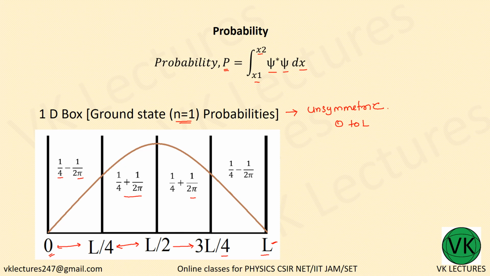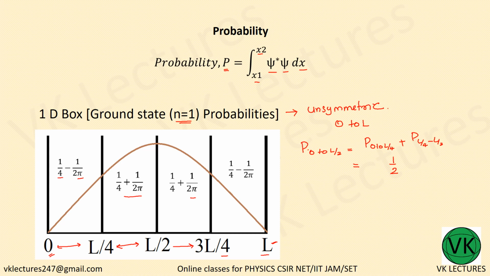Now if you consider the probability from 0 to L by 2, you have to add these two probabilities: the probability from 0 to L by 4 plus the probability from L by 4 to L by 2. So if you add both, the 1 by 2 pi will go, so you get 1 by 4 plus 1 by 4, that is 1 divided by 2.